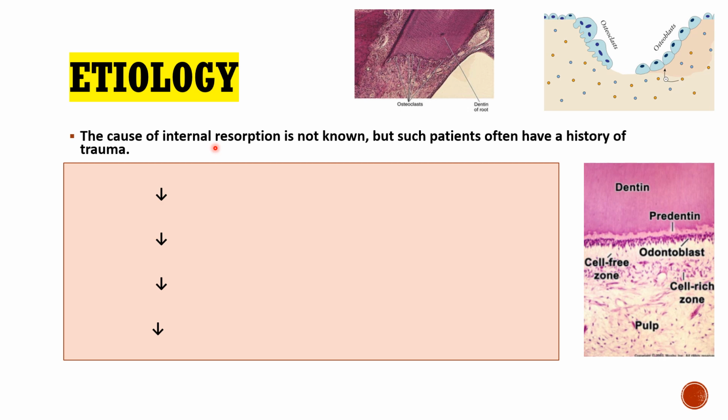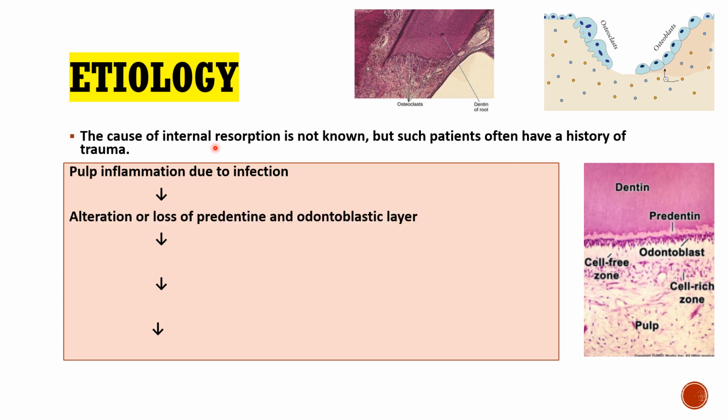Now we are going to see about the etiopathogenesis of the inflammatory internal resorption. There is this pulpal inflammation which has occurred due to some infection, that can be dental caries for example. Because of this inflammation, there is the alteration or the loss of predentin and the odontoblastic layer. In this picture you can see there is this dentine, pulp, and between this dentine and pulp there is this predentin and the odontoblastic layer.